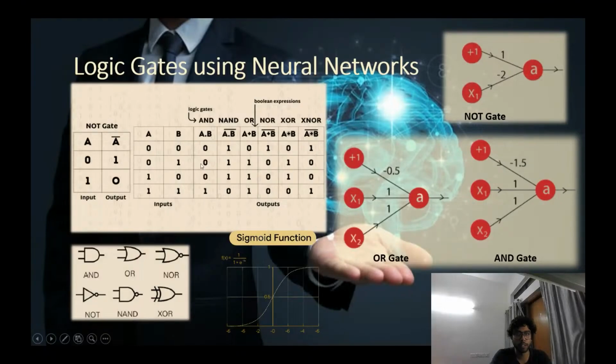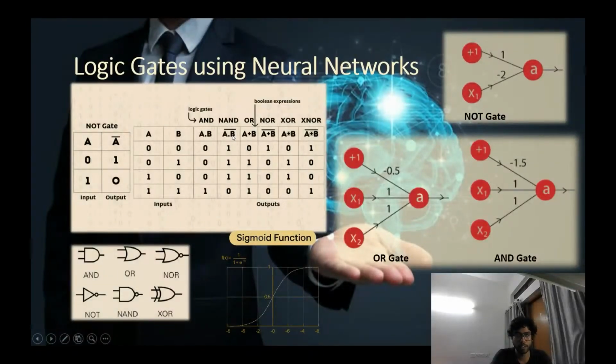Otherwise, it will be 0. Compared to the OR gate, here both inputs have to be 1; only then is the output 1. If both of them are 0, then it's 0. Similarly, you can get NAND gates, NOR gates, XOR, XNOR, and so on, right?